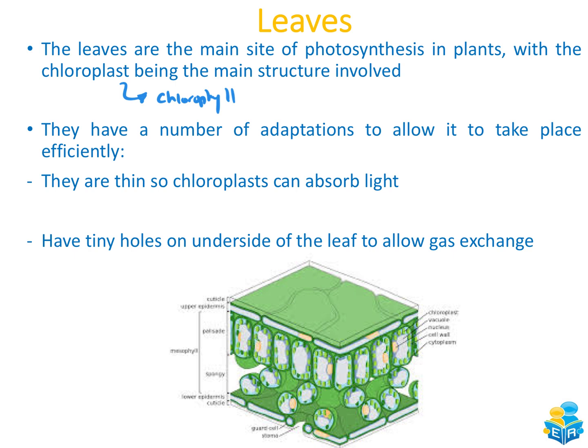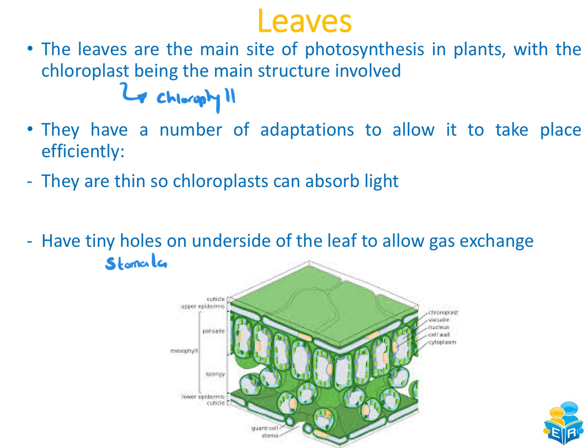Now, on the underside of a leaf as well, they have these tiny holes, which we refer to as stomata. And it's those stomata that allow gas exchange to occur. Okay, so they allow oxygen gas to leave the leaf and they allow carbon dioxide gas to come into the leaf.